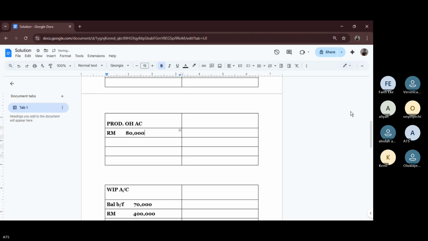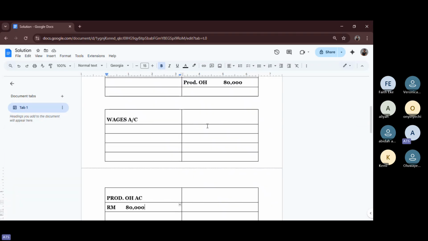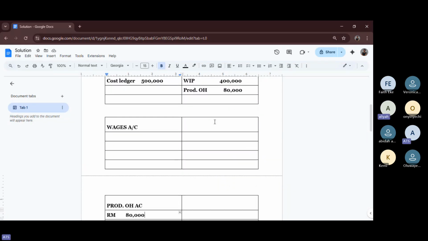Now next, wages incurred 300,000. What is the entry for this one? You paid for labor. Debit wages account and credit cost ledger. How much? 300,000.